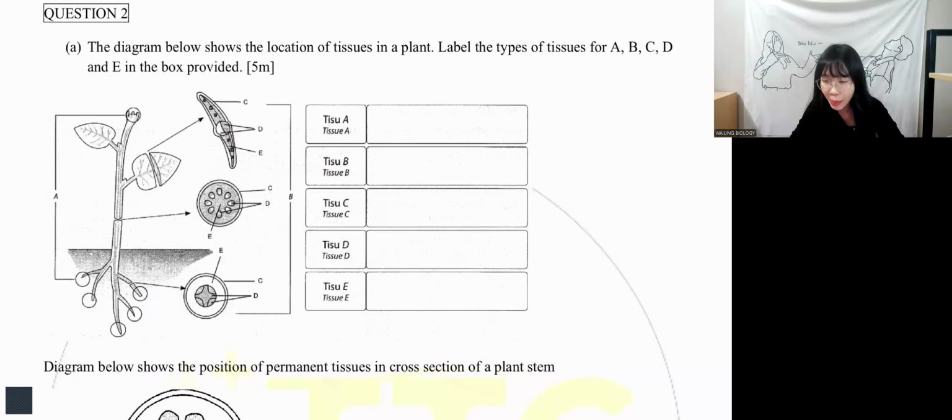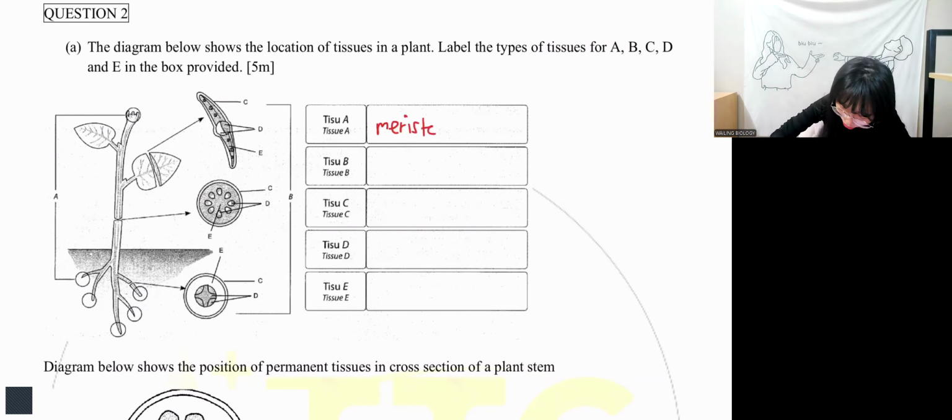Correct. It is known as apical meristem. You can write meristematic tissue. You can write meristem. Both also can. You can write meristematic tissue, apical meristem also can. Meristematic tissue.